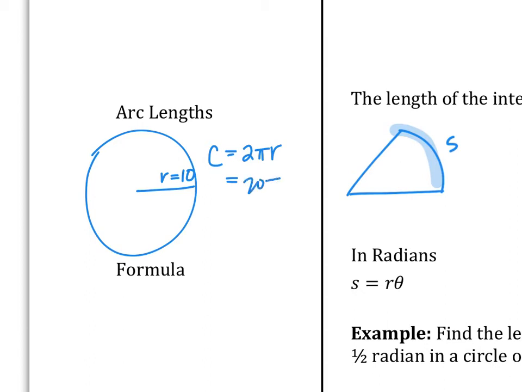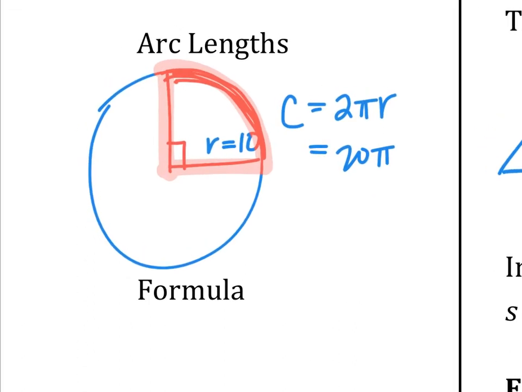20 pi. Okay, then let's say, for example, you wanted to figure out how long this length is, just the quarter of it. Let's say that you just want to figure out how long that one section is, the section where the angle is 90 degrees. Okay? Then what would you do?